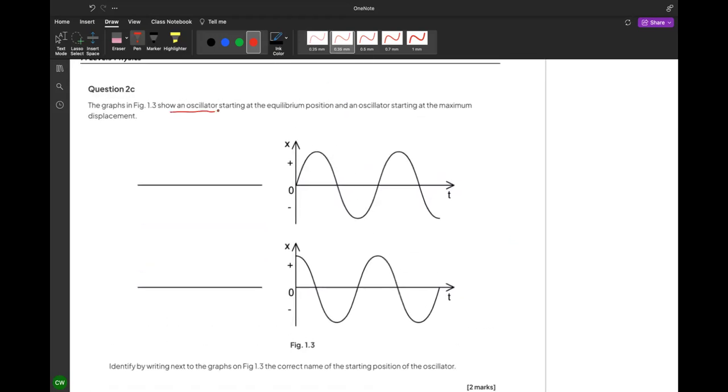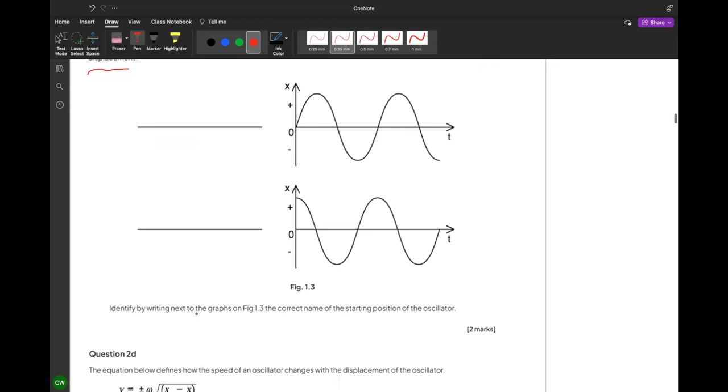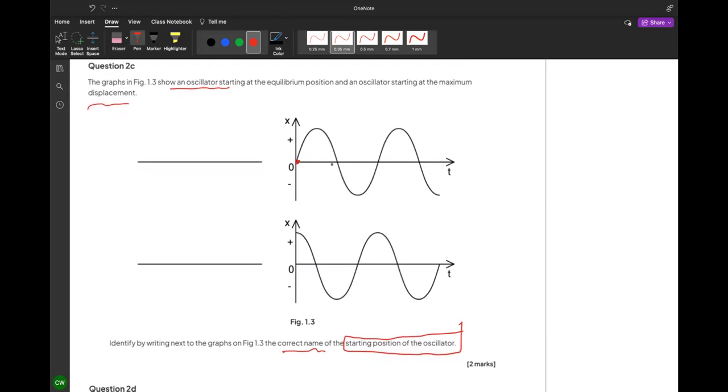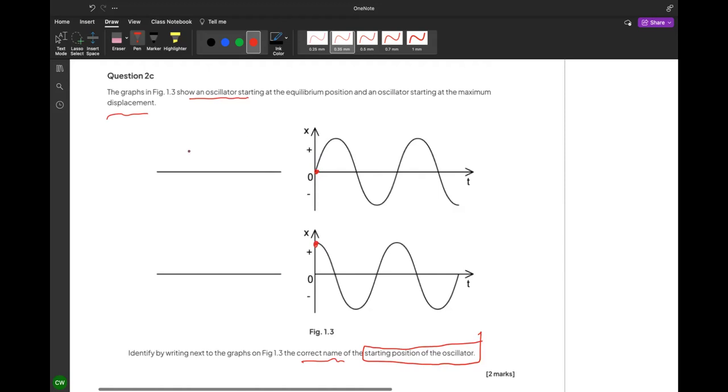Okay, the graph shows the oscillator's starting point of the displacement. Right next to the graph, write the correct name of the starting position of the oscillator. What is this point? What is the name of this point? And what is the name of this point? Who can tell me the first one? What is the name of this point? That means the name of this line. What's the name? Anyone know?